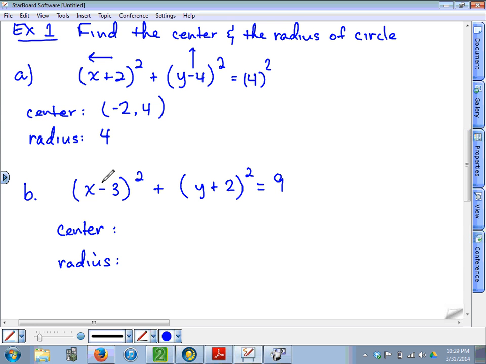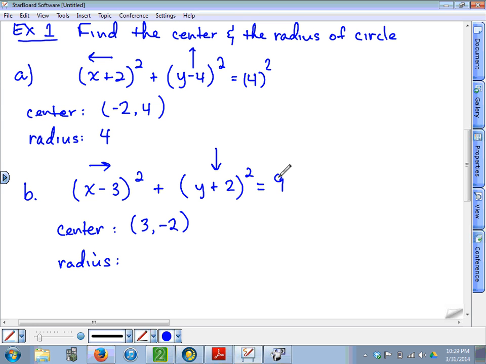So if you think about the transformations occurring both horizontally and vertically, x minus 3 is going to move the whole circle to the right 3 units. Y plus 2 is actually going to move the circle down 2 units. So instead of the center of the circle being at the origin, it's moving to the right 3 and down 2, making the center 3, -2.